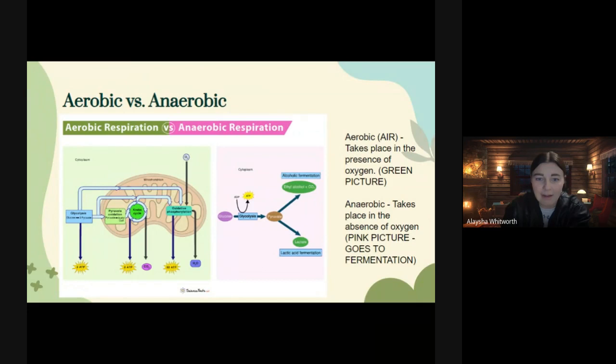There's aerobic and anaerobic respiration. Aerobic literally has the word air in it for a reason. It takes place in the presence of oxygen. That's that green little side there in the mitochondria, whereas anaerobic takes place in the absence of it. And if you don't have air, then that's when things ferment.